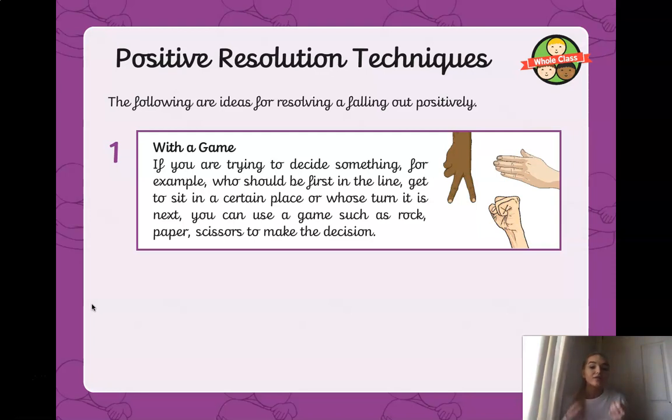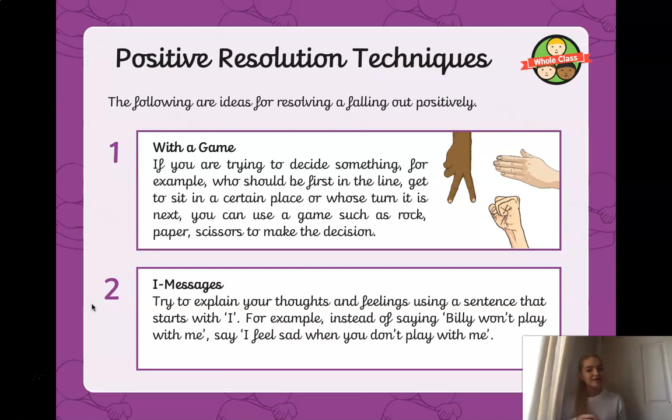But playing games to resolve a falling out is really, really useful because it means that that issue is not going to get any worse and that you don't need to try and resolve it yourself in an angry way. Because sometimes we can get a bit angry when we're about to have a falling out with someone. But next time, if you can't decide what game you're going to play, or what you're going to do next, or who's going to do this, you can decide with rock, paper, scissors, because then it's fair. And then whoever hasn't done it can do it next. So you take it in turns. And that's a really fair way, and actually really good way to stop a falling out.